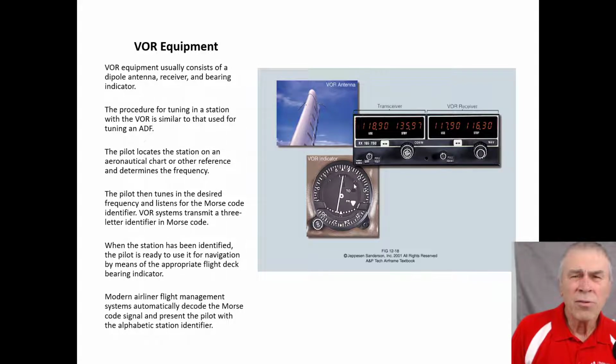There's a nice indication of a VOR indicator. You notice it has a to and a from flag. Because which way is the station? Well, it's that away, but are you going towards it or away from it? In this case, it looks like the from flag is visible.